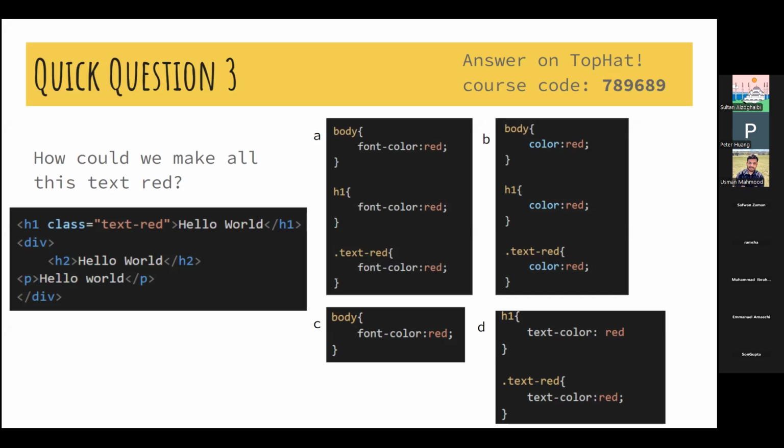So the correct answer is B. As you can see, the CSS font-color is not highlighted, so that's not actually a keyword we use. We use color, which is kind of stupid because you can get confused with the background color. But B is correct because it sets the .text-red class to red, also the H1 tag, and also the body. So all three of them set the color to red.